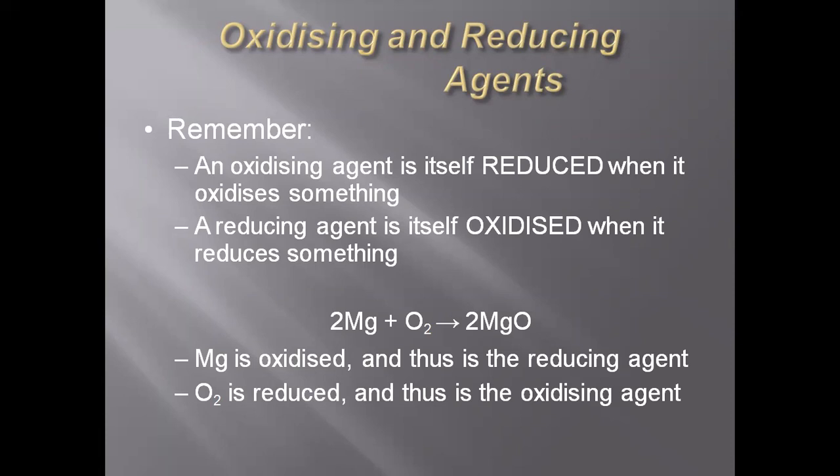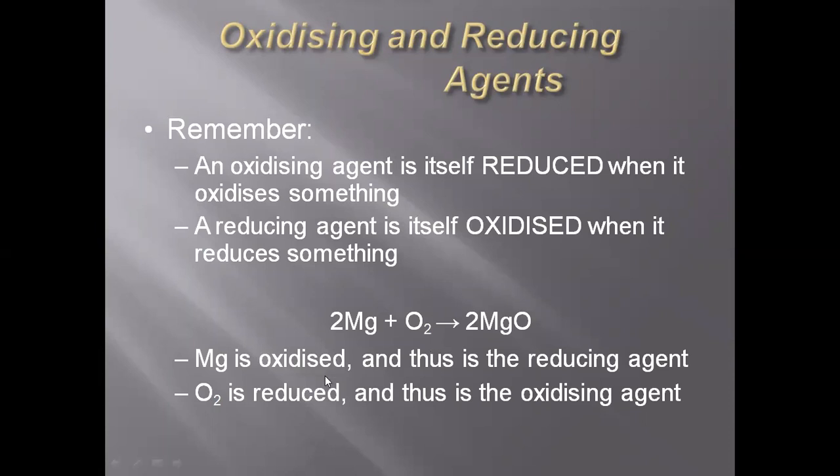So let's take an example of this. For example, 2Mg reacts with O2 and forms 2MgO. So Mg is oxidized. See, addition of oxygen is there. Mg is oxidized and thus is the reducing agent. It oxidizes, which means it is a reducing agent. And O2 is reduced. O2 is a simple molecule here, but it gets reduced and attached with Mg in MgO. And this is known as the oxidizing agent.